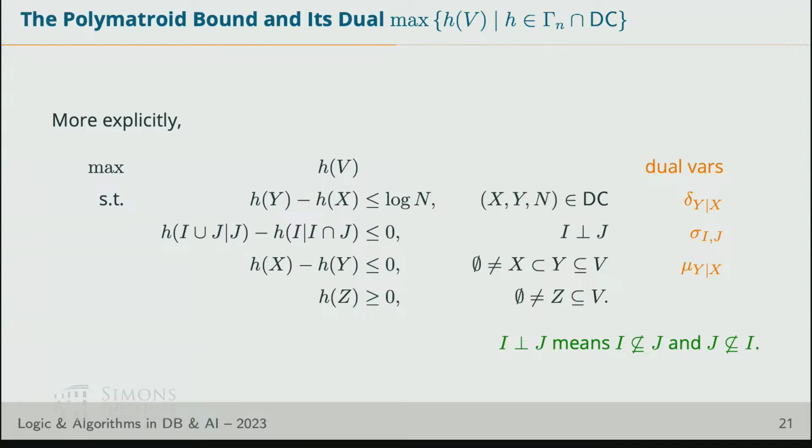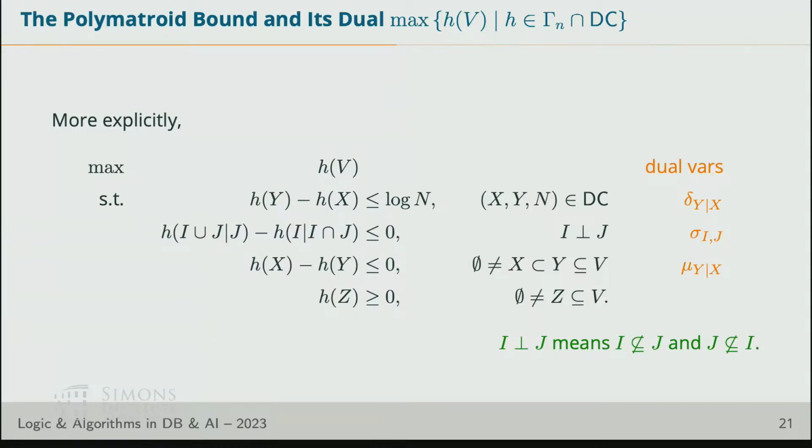Okay, so now the first thing we want to do is actually create a dual variable for every one of these linear constraints. So there's one delta for every degree constraint. There's one for every submodularity constraint, and this is over all pairs i, j for which i is not a subset of j and j is not a subset of i. So there's a lot of these guys. It's quadratic, exponentially quadratic, or quadratically exponential. And then there's a monotonicity constraint. It has a mu dual variable. So there are three sets of dual variables, delta, sigma, and mu.